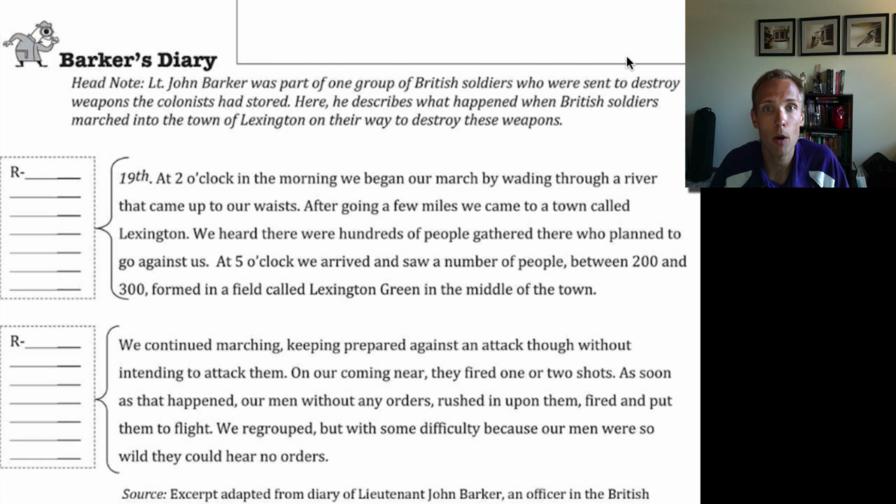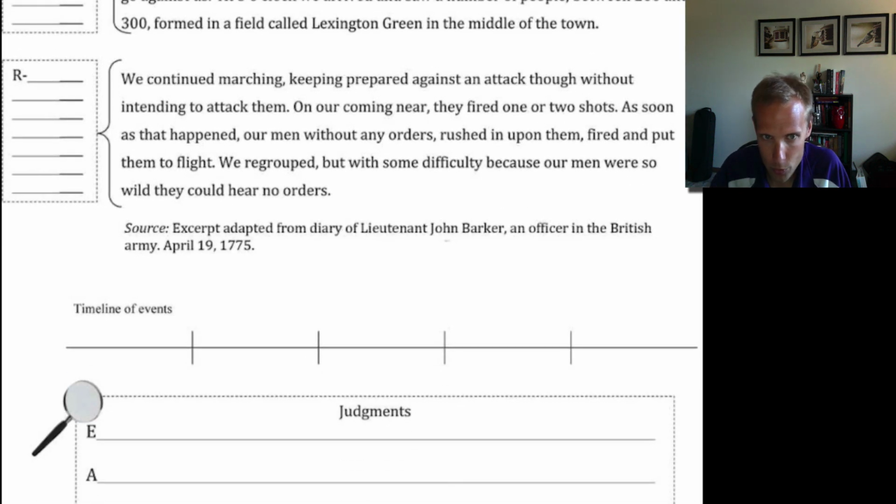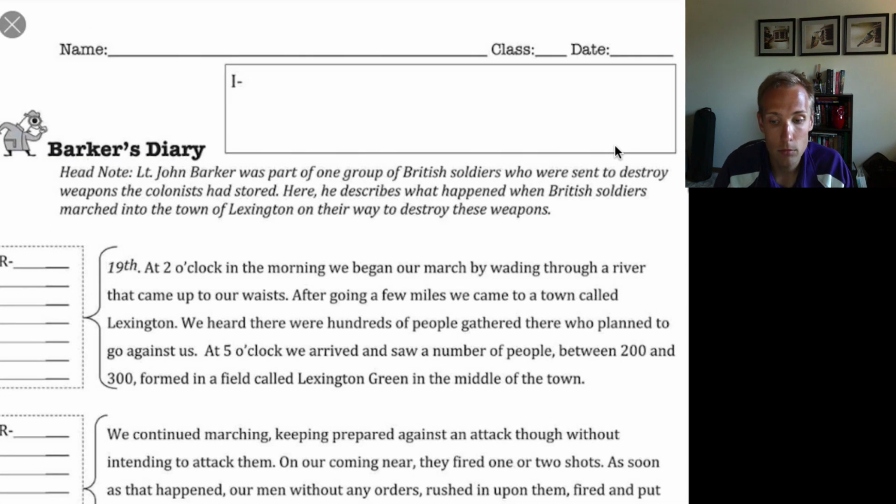Lieutenant John Barker was part of one group of British soldiers who were sent to destroy weapons the colonists had stored. Here he describes what happened when the British soldiers marched into the town of Lexington on their way to destroy these weapons. We also have at the bottom exactly the source where it came from. This was excerpted, adapted from the diary of Lieutenant John Barker, an officer in the British Army, April 19th, 1775.